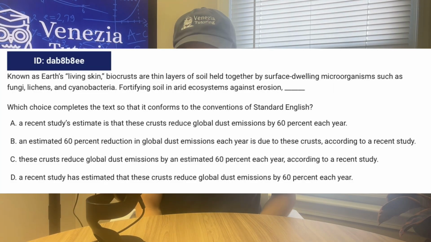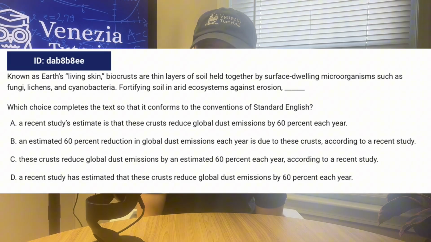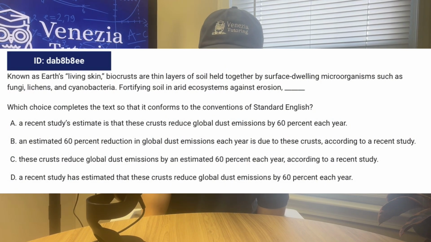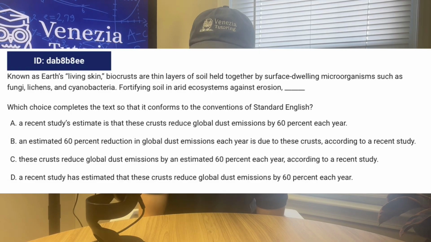Let's take a look at a second example. Known as Earth's living skin, biocrusts are thin layers of soil held together by surface-dwelling microorganisms such as fungi, lichens, and cyanobacteria. Fortifying soil in arid ecosystems against erosion, comma, and then we have our blank.